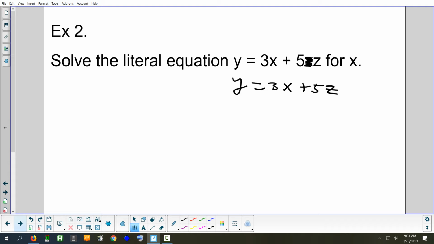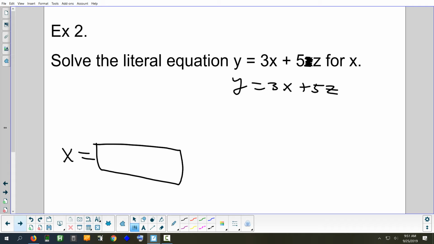Okay, so what letter do they want us to get by itself? X. Is the x by itself? No. So when we're done, this is what we want: x equals, and we're going to have a formula in that box. How do you know when it's going to be a formula?